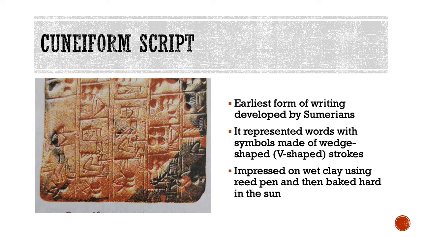These writings were impressed on wet clay. So they used to have maybe tablets or seal like things made of clay. On wet clay they used to write using a reed pen. Now reed is a kind of aquatic plant which grows near or in water. They are tall plants and they are grass like. So they used the wood of this plant as a pen, and the wet clay was then baked hard in the sun. Now this was the earliest form of writing.